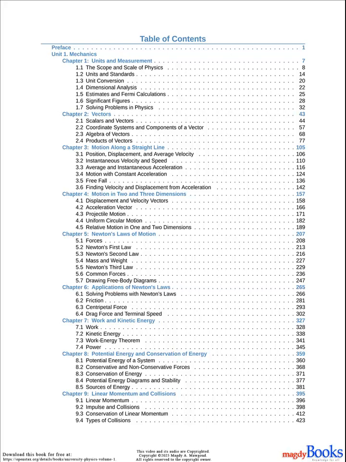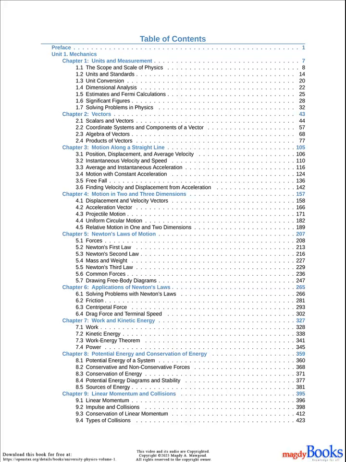Chapter 6. Applications of Newton's laws. 6.1. Solving problems with Newton's laws. 6.2. Friction. 6.3. Centripetal force. 6.4. Drag force and terminal speed.